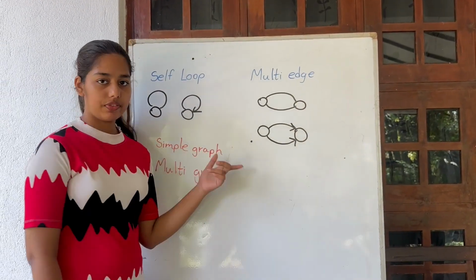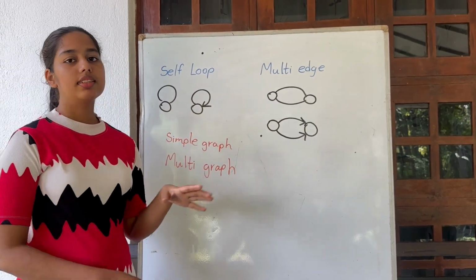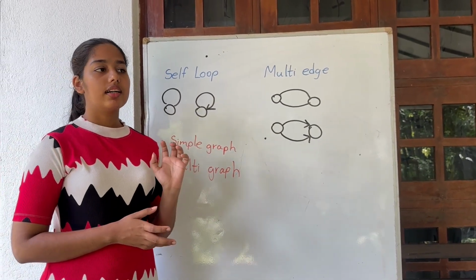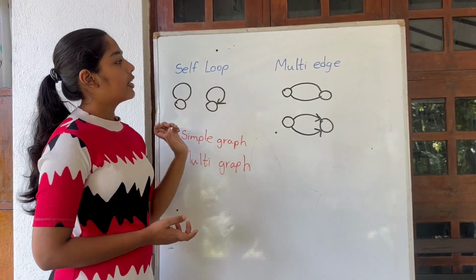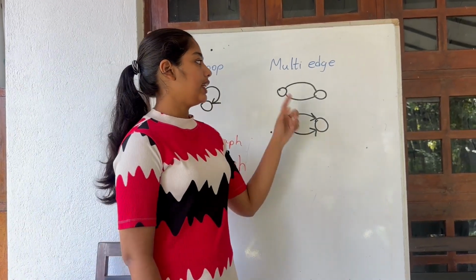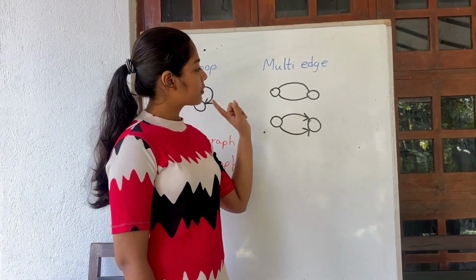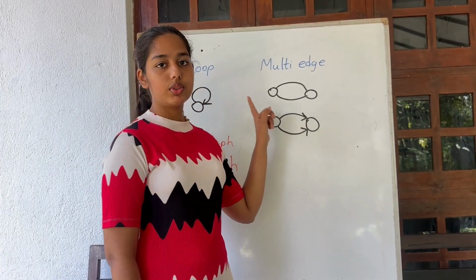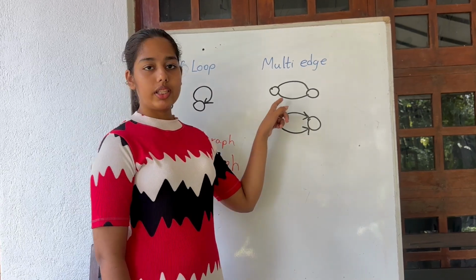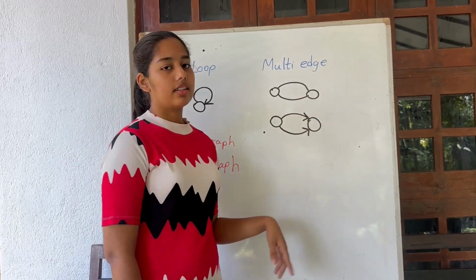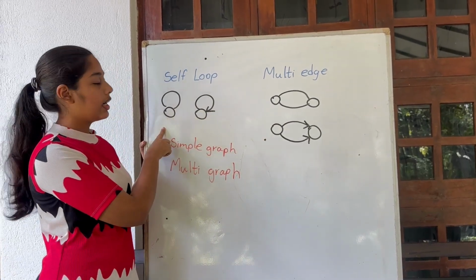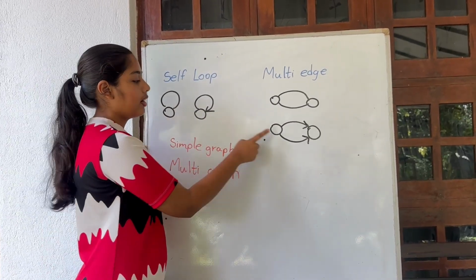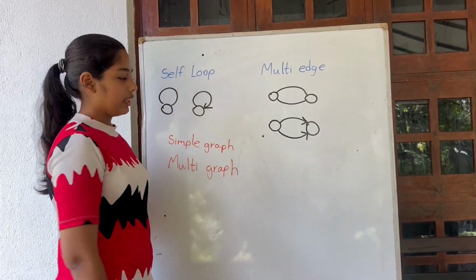Here we have a self-loop. Self-loop means the start vertex and destination vertex of the edge are the same. In the multi-edge, there are two paths or two edges to go to the same vertex. These are the examples for undirected graph, and these are examples for directed graph.